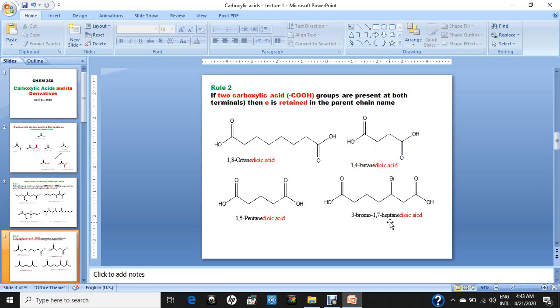But here, bromine is attached, so you don't have both options. In the earlier case you can have both: you can start from either end. But here you have 1, 2, 3, 4, 5 from one side and 1, 2, 3 from the other, so better you start from here: 1, 2, 3. So 3-bromoheptanedioic acid.